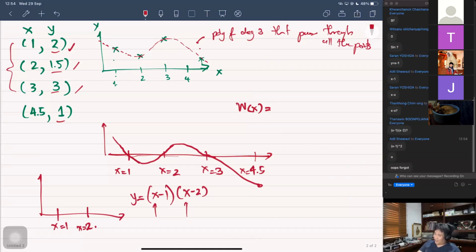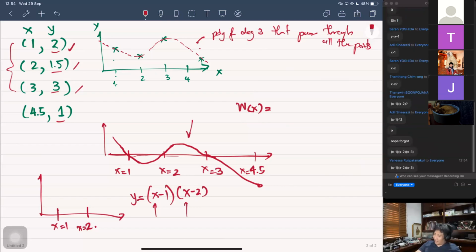Which means, now, give me this. I want it to be 0 at 1, 2, and 3. What kind of polynomial is that? Very good. X minus 1, x minus 2, and x minus 3. So far, so good? Okay, so it's clear that it's going to be 0 at 1, 2, and 3. But at 4.5, it's clear that it's not going to be 0, right? At 4.5, let me show you. At 4.5, you have 3.5 multiplied by 2.5 multiplied by 1.5, right?